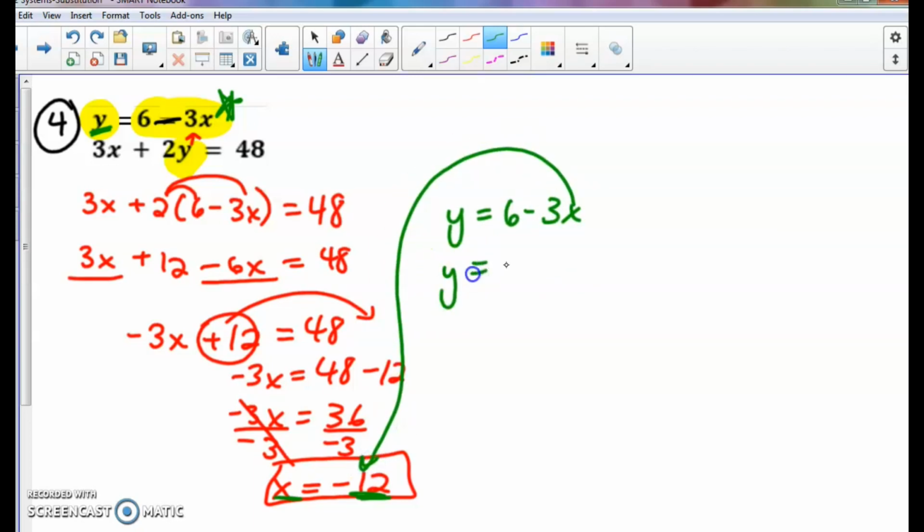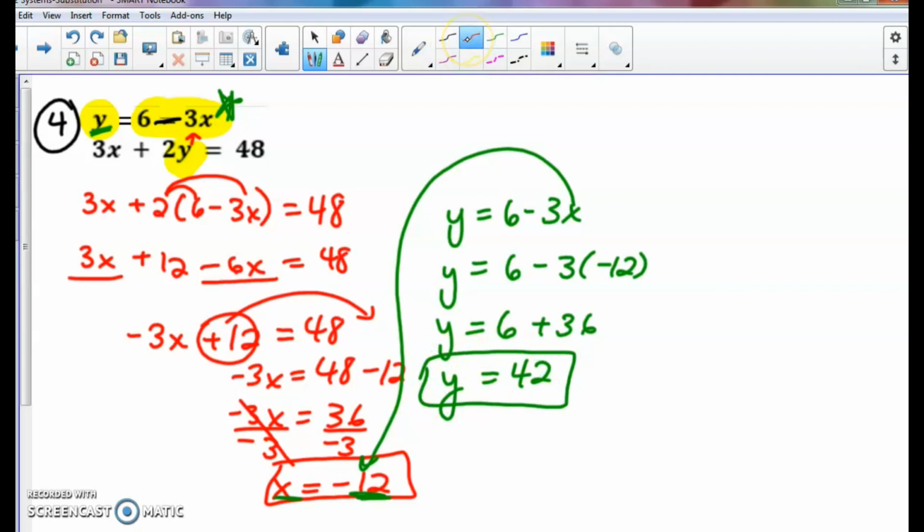So y equals 6 minus 3 times negative 12. Always use that sign in front, so that's actually a negative 3. So negative 3 times negative 12 makes a positive 36. 6 plus 36 is 42. So we got y is 42.